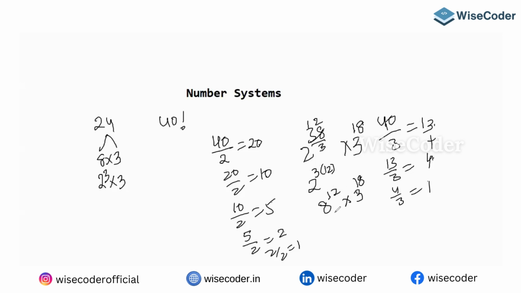So if you want to make 24, it's a combination of 8 and 3. 8 and 3 are co-primes. So which is less? 12 is less, between 12 and 18. So 12 times. The highest power of 24 in 40 factorial is 12.